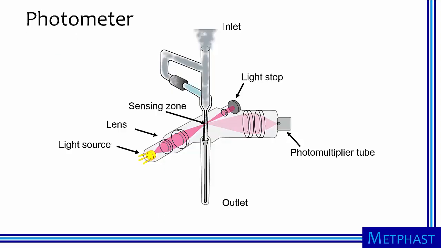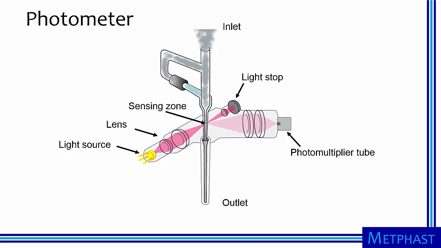This animation depicts the operating principle of an aerosol photometer. Air is sampled through an inlet from the environment. Part of this air is passed through a filter and used as sheath air to protect the optics. The remaining air with particles passes through a sensing zone.